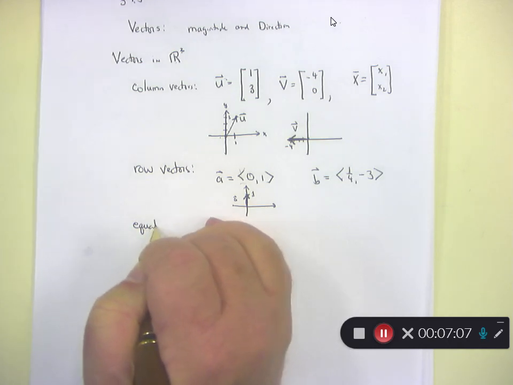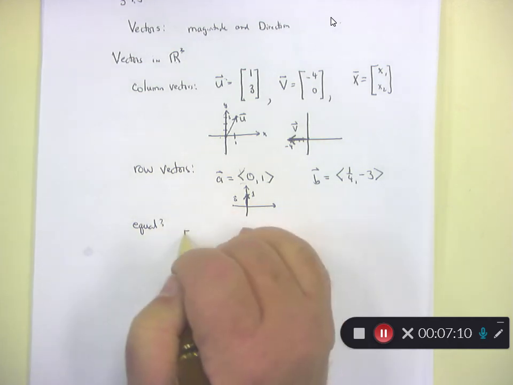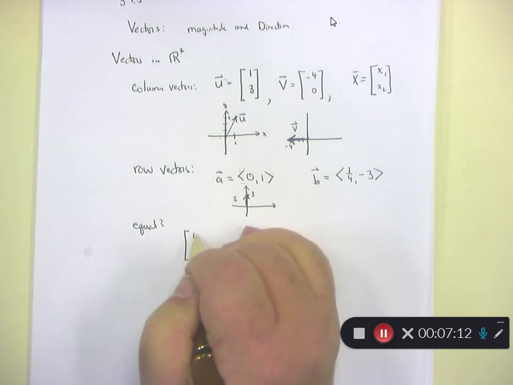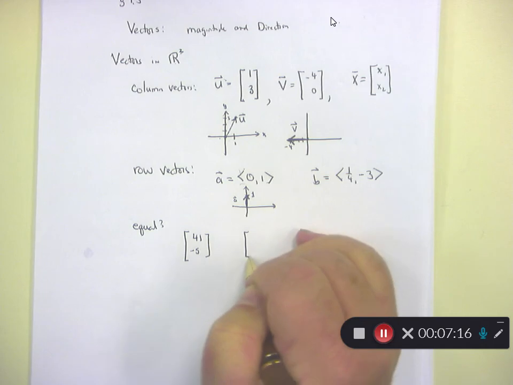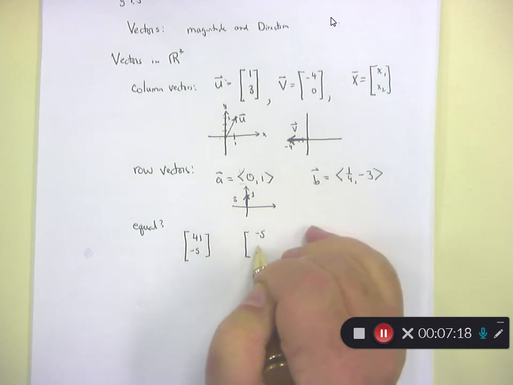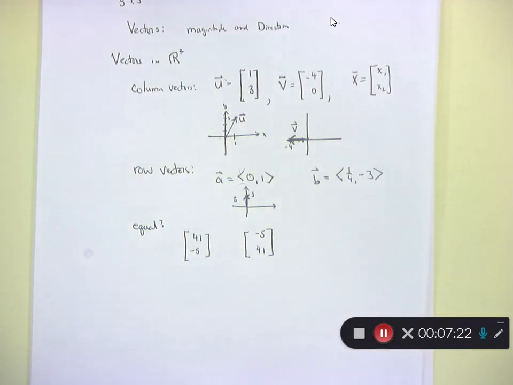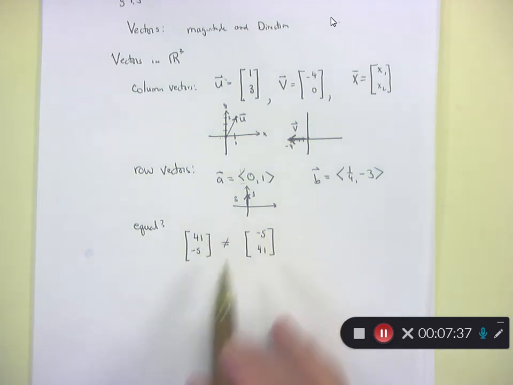Now, how are vectors equal? Well, components mean everything. If you've got the vector 41, negative 5, and you've got the vector negative 5, 41, the numbers are the same. Does that make it the same vector? Because the number is the same, the magnitude's going to be the same. Well, nope, not necessarily. These guys are not equal to each other. Why not? Well, the components are in different order.